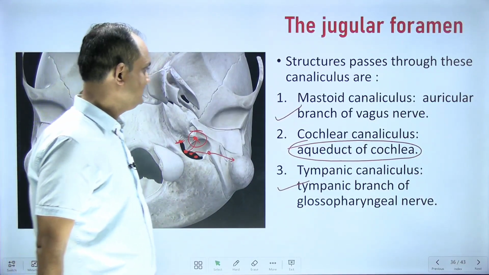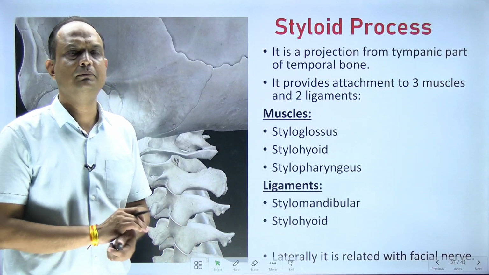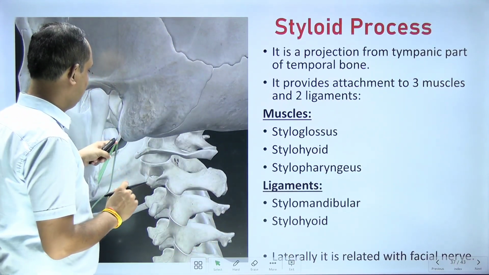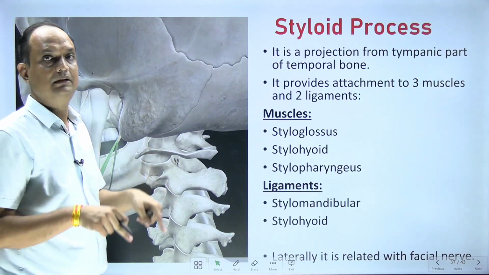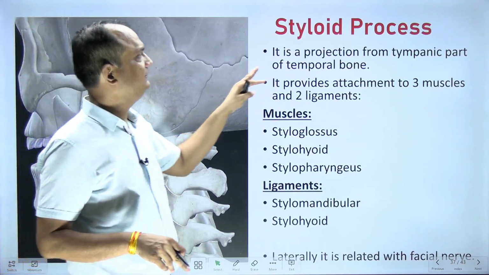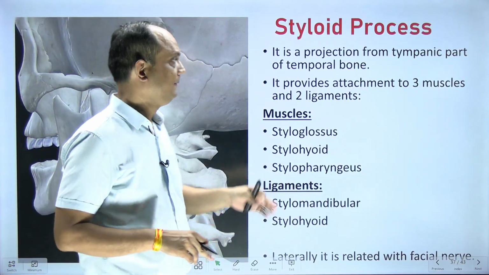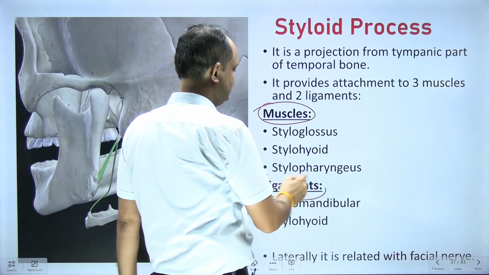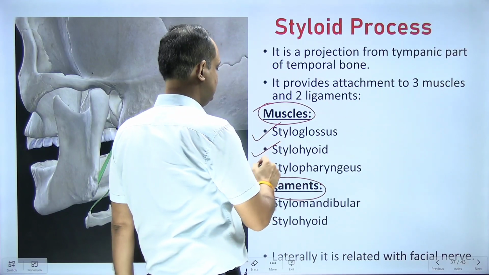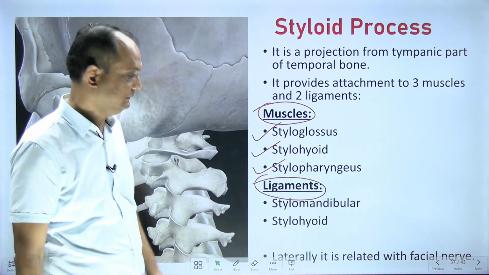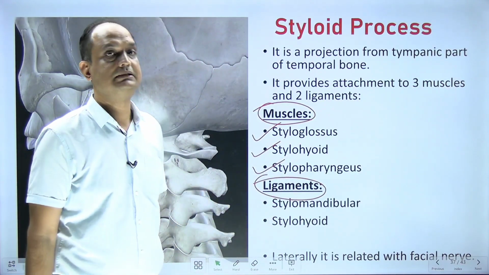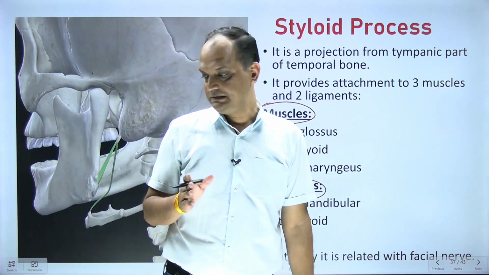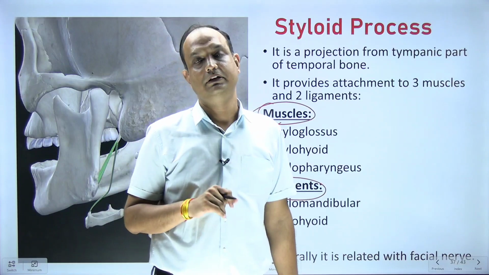Then the next thing is that you have one more bony projection known as the styloid process. The styloid process is a projection from the temporal bone, and this is also present in the norma basalis. Now this styloid process gives attachment to three muscles and two ligaments. These are the styloglossus, stylohyoid and stylopharyngeus muscles, and the stylomandibular and stylohyoid ligaments. And the most important thing is that the styloid process is laterally related to the facial nerve.